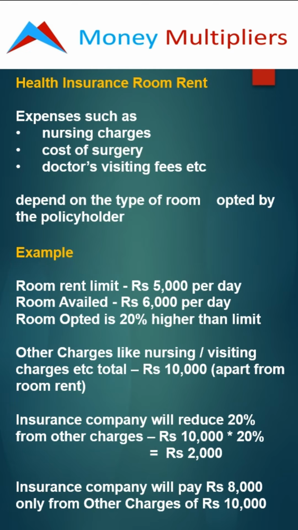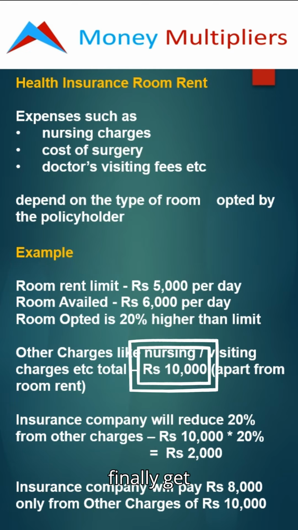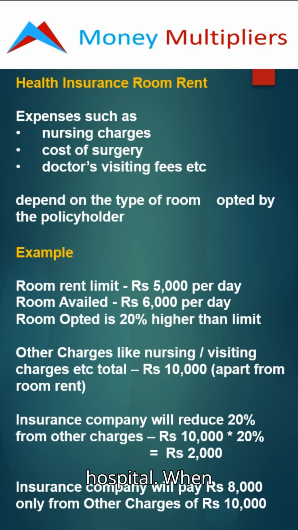For example, in your policy, room rent limit is rupees 5,000 per day, but you have availed a room which is rupees 6,000 per day. So effectively, you have opted for a room which is 20% higher than the limit. And let's say the total of other charges like nursing, visiting charges, etc., apart from the room rent, comes to 10,000 rupees when you finally get discharged from the hospital.